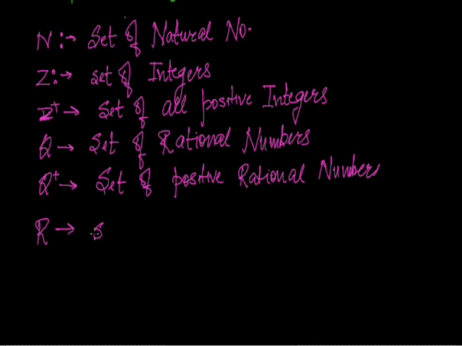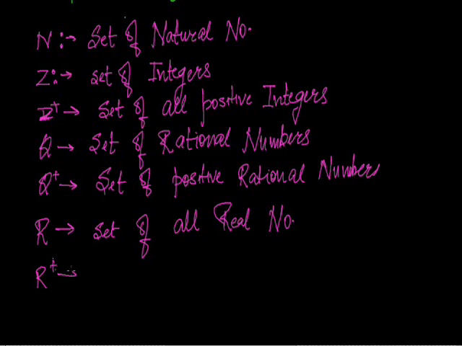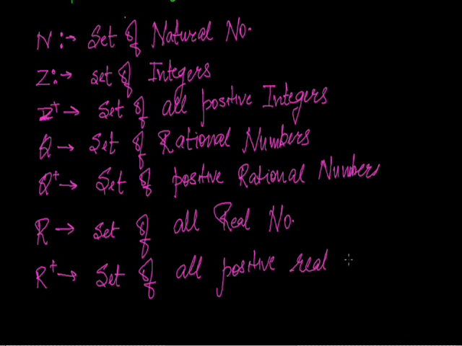It stands for the set of all real numbers. Next is R plus. That is the set of all positive real numbers. It is denoted for the set of all positive real numbers. Now the last one is C. It stands for the set of complex numbers.